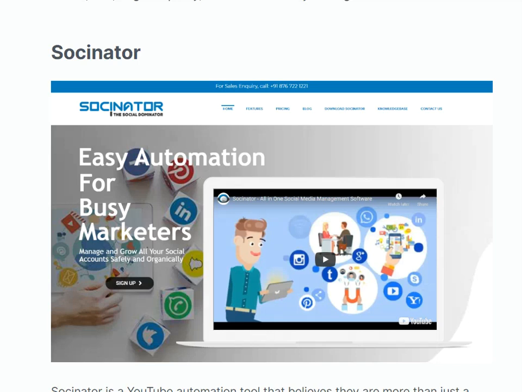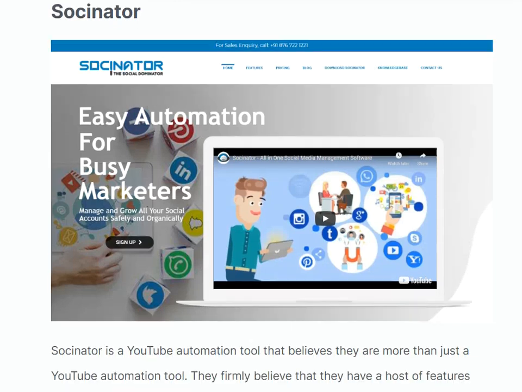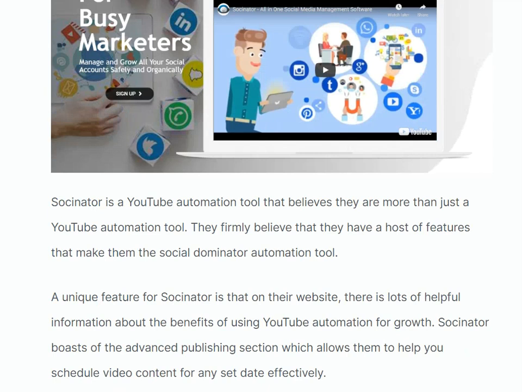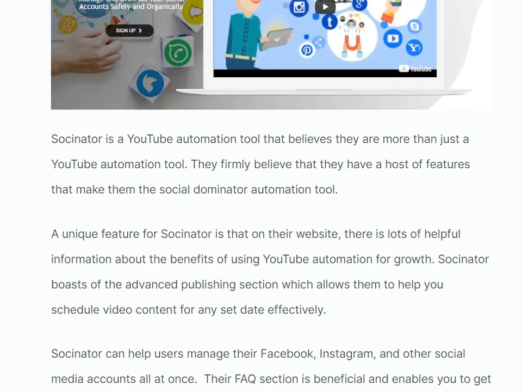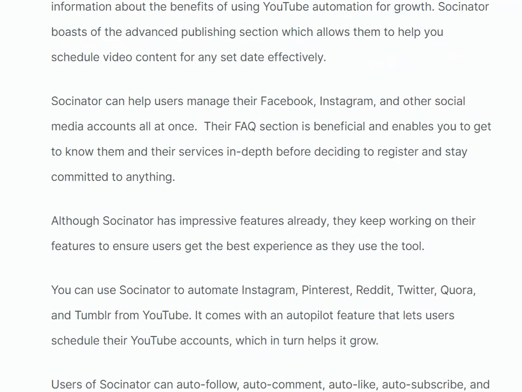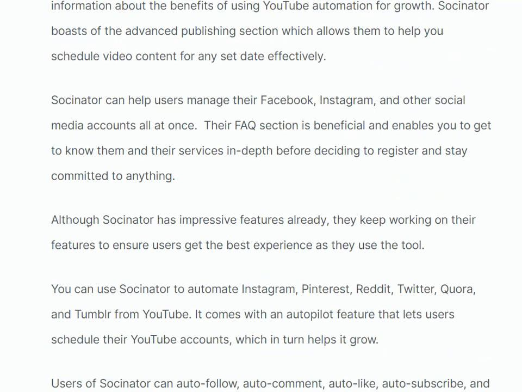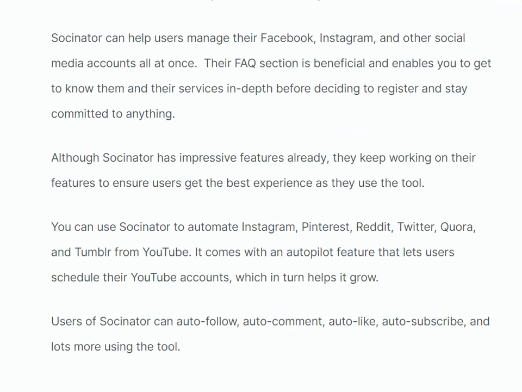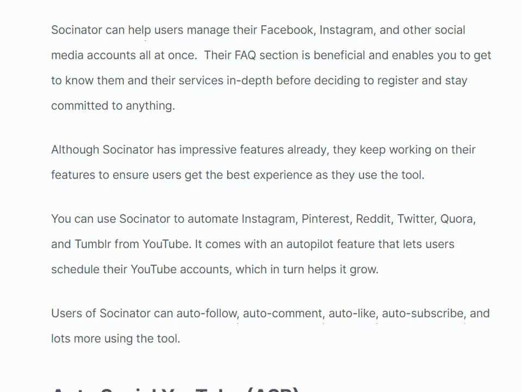After that, the next tool is SourceLinator. SourceLinator is a YouTube automation tool that believes they are more than just a YouTube automation tool. A unique feature for SourceLinator is that on their website, there is lots of helpful information about the benefits of using YouTube automation for growth. SourceLinator can help users manage their Facebook, Instagram, and other social media accounts all at once. Although SourceLinator has impressive features, they keep working on their features to ensure users get the best experience as they use the tool.